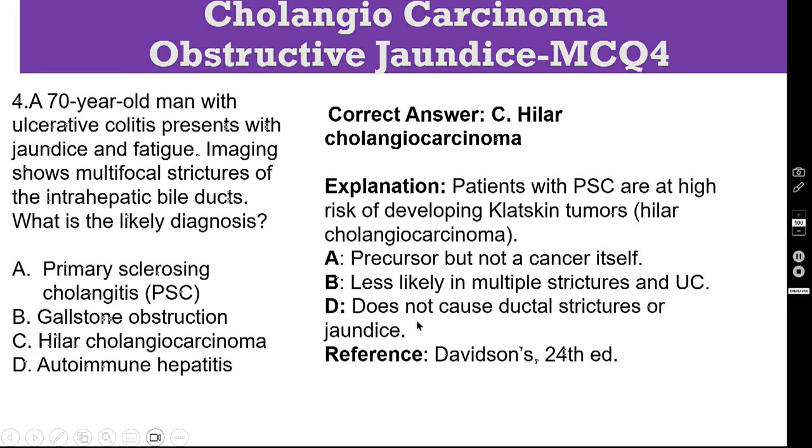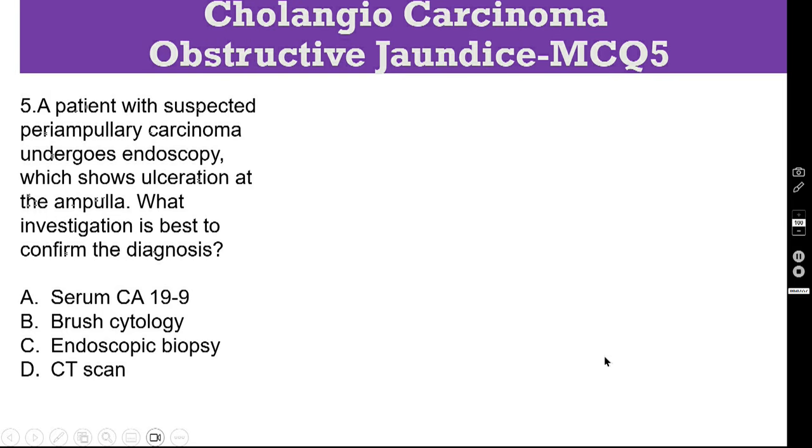Autoimmune hepatitis does not cause ductal strictures or jaundice. Reference is Davidson, 24th edition. Coming to MCQ number 5.